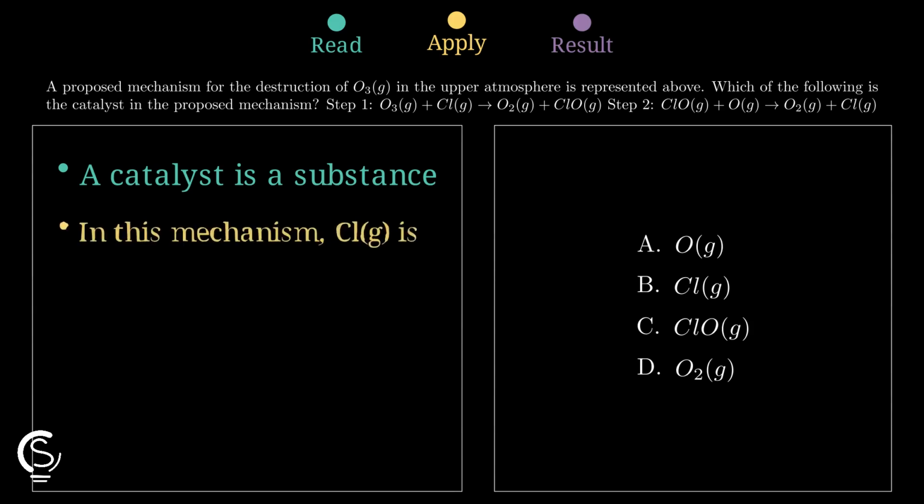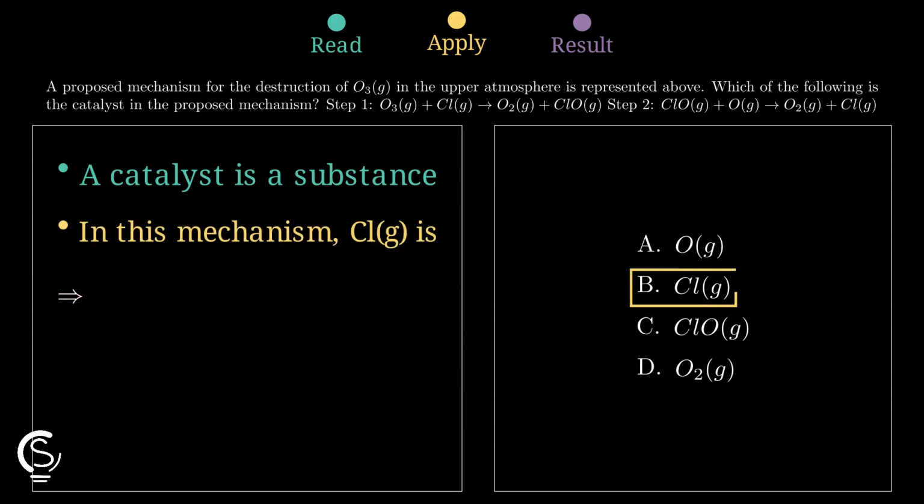Meanwhile, ClO is formed in step 1 and consumed in step 2, so that makes it an intermediate, not the catalyst, and option B wins.